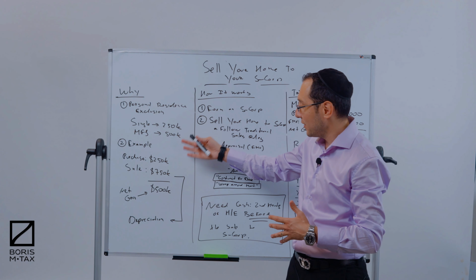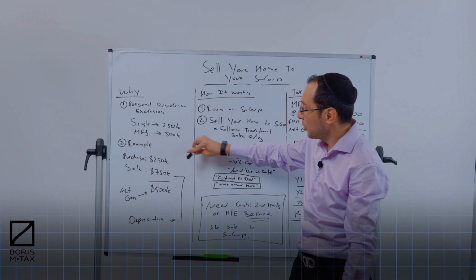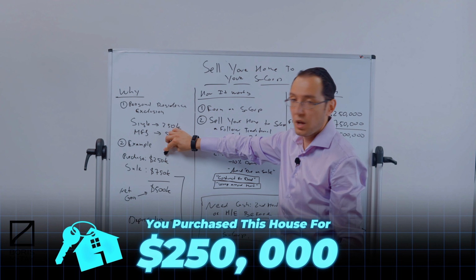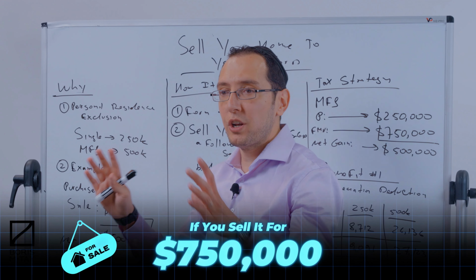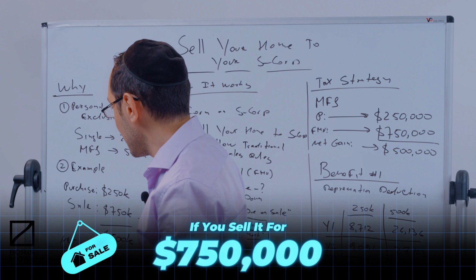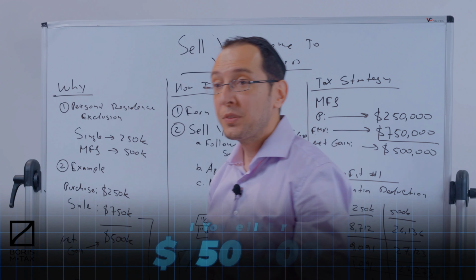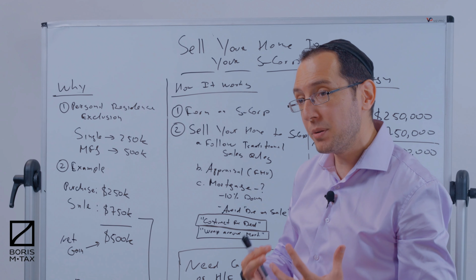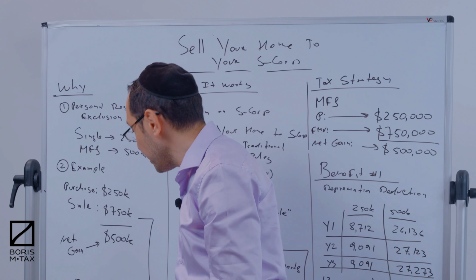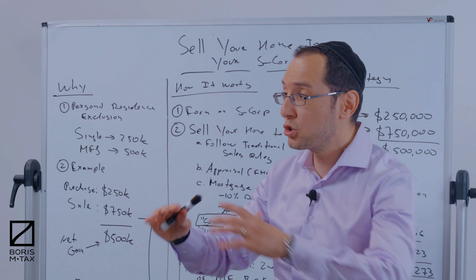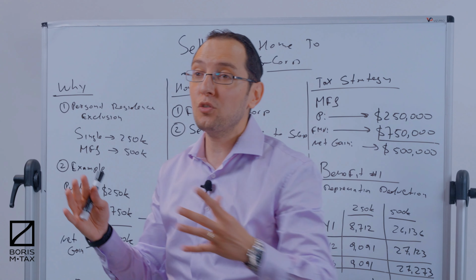Now imagine we have an example. Imagine this scenario. You purchased this house for $250,000. If you sell it to a stranger right now, as your personal residence, for $750,000, you're not going to pay capital gains tax on the $500,000, because you sold it to someone else and you're not renting it out.